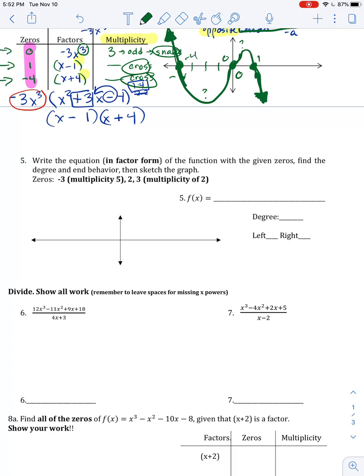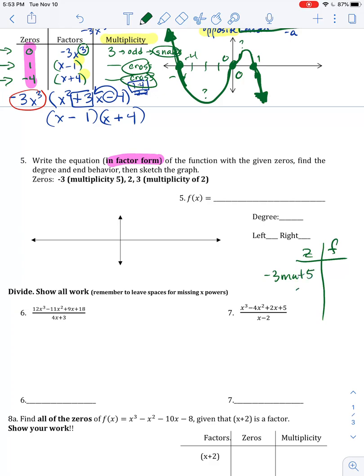Okay, and this can be time consuming if you don't know what you're doing, so you definitely are going to need to kind of come into it prepared. Write the equation in factor form so I don't have to multiply it out. Okay, so that's good news. With the given zeros, what I'm going to do, for my own sake of figuring it out, is think about my zeros and my factors.